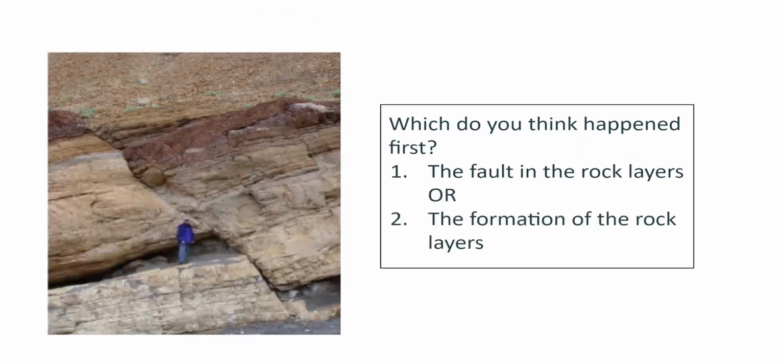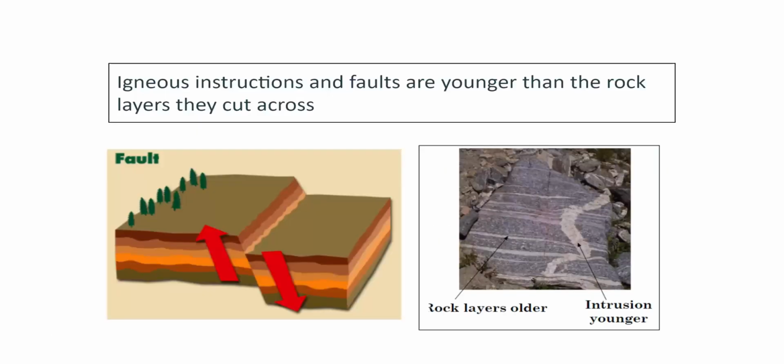And what do you think happened first? Number one, the fault. Remember, the crack in the rock layers. Or the formation of the rock layers themselves. Pause this video, talk to a friend. Okay, so the answer is the rock layers formed first and then the fault or crack happened. So this is a typo. Intrusions and faults are younger than the rock layers they cut across. So the rock layers have to form first for them to break, right? So that's why faults or igneous intrusions are always younger than the rock layers themselves.